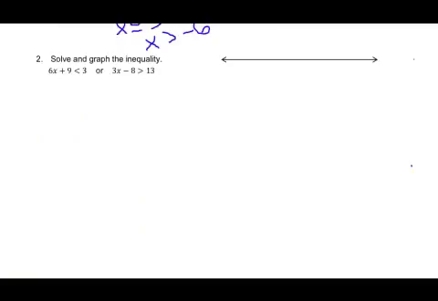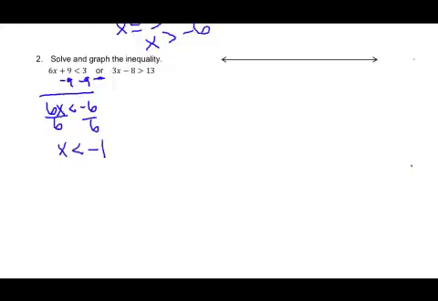The next one we are solving is an OR problem. So we have two different inequalities to solve. The first one we have 6x plus 9 is less than 3. Again, just solve it just like an equation. So we're going to subtract 9 from both sides. So 6x is less than negative 6. Then we divide by 6. So x is less than negative 1.